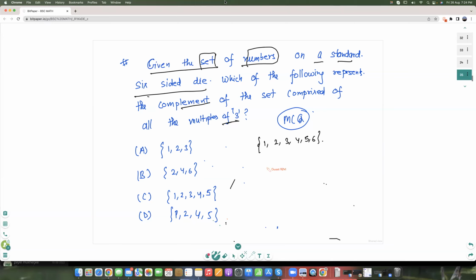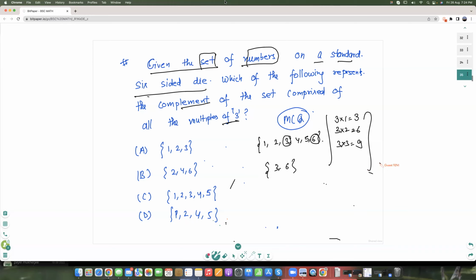So what are the multiples of 3 there? 3 and 6. You know the multiple of 3 is like the 3 table: 3 times 1 is 3, 3 times 2 is 6, 3 times 3 is 9. So these are the multiples.